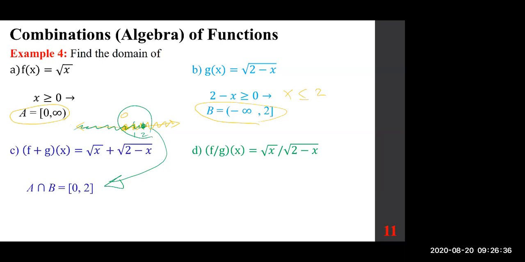Now, f over g, or f plus g, or f minus g, or f times g, they have basically the same answer. The only restriction is that g can't be 0. So what makes this 0? 2, therefore 2 is out. So your domain is a little bit more restricted. Therefore, number 2 is not included. I hope everybody is following what happened. The only thing is the restriction on the denominator.